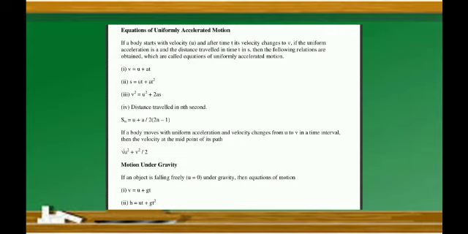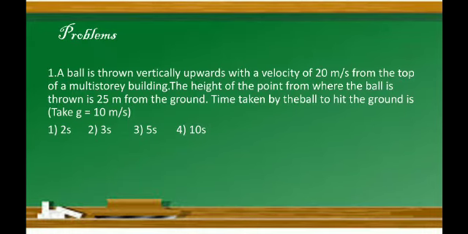Motion under the gravity. If an object is falling freely, then u is equal to 0 under gravity. Then equations of motion, v is equal to u plus gt, then h is equal to ut plus half gt square. Let's discuss some problems about the kinematics.